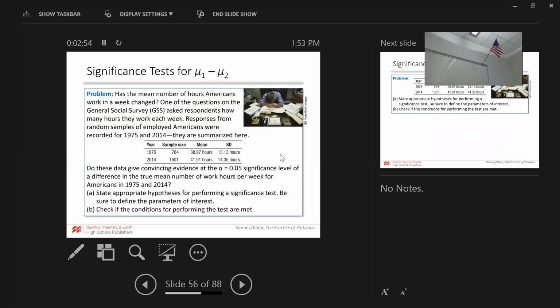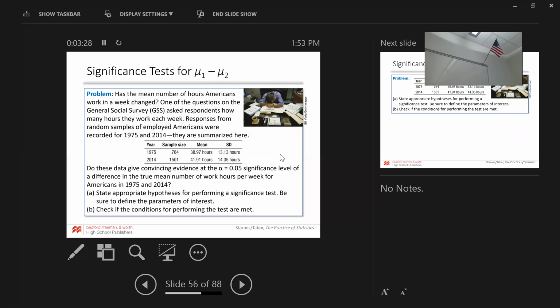So here we've got this data. And it says, has the mean hours that people work in the country changed from 1975? So I need you to understand something. We all need to do this because I'm guilty of this too. I'm guilty of saying, all right, let's show you how to put it in the calculator. But we have to start here. State the hypotheses. Check the conditions. We'll have time to put the data in the calculator.